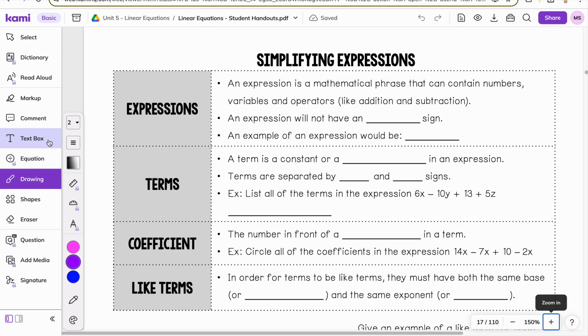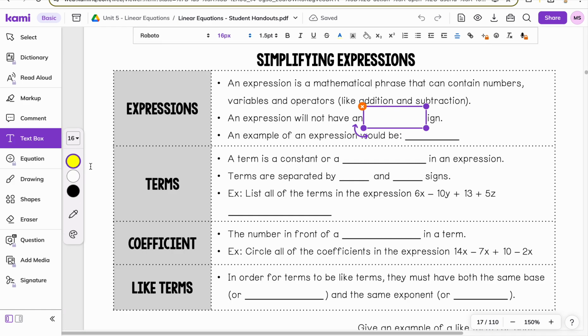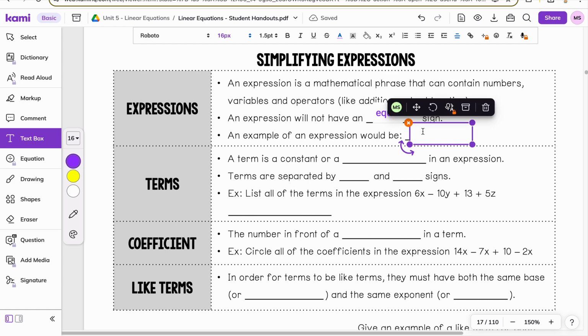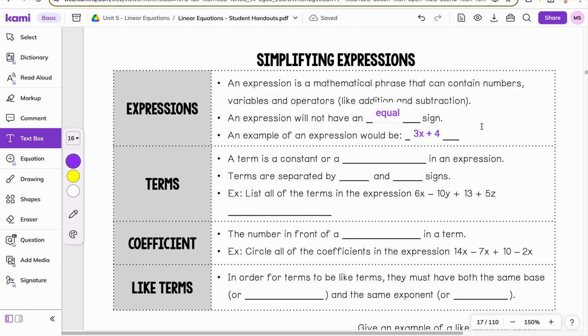An expression is a mathematical phrase that contains numbers, variables, and operators. An expression will not have an equal sign. An example of an expression, I can put any example here, I could say 3x plus 4. That is an expression. It does not have an equal sign, which means we cannot solve this. The most we could do is simplify it.